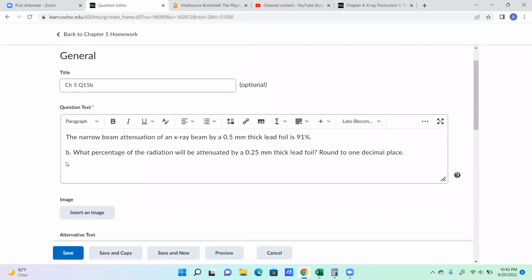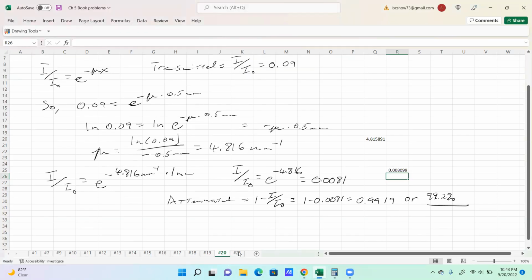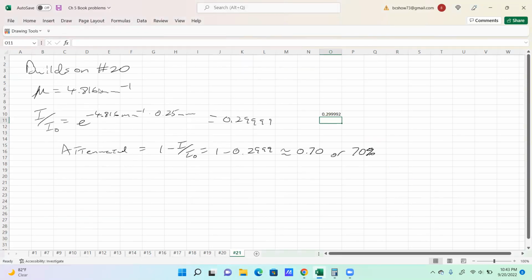it's basically the same problem as 21. It's just changed from 1 millimeter to 1/4 of a millimeter. We can use the same basic information regarding the linear attenuation coefficient that we had in number 20. All we do is we plug in 0.25 millimeters. We come up with this. This is the amount that's transmitted. The amount that's attenuated is 1 minus that, 0.7 or 70%. I think you'd have to type in 70.0% because it says round to 1 decimal place. So that is a quick overview of the mathematics behind these particular problems in Chapter 5.